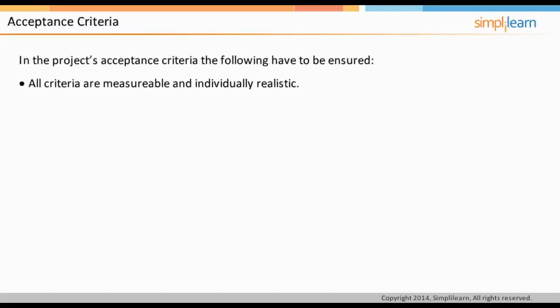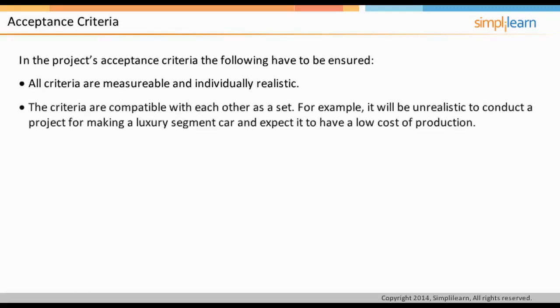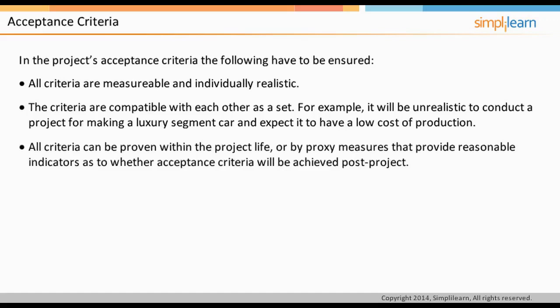All criteria are measurable and individually realistic. The criteria are compatible with each other as a set. For example, it will be unrealistic to conduct a project for making a luxury segment car and expect it to have a low cost of production. All criteria can be proven within the project life or by proxy measures that provide reasonable indicators to whether acceptance criteria will be achieved post-project.